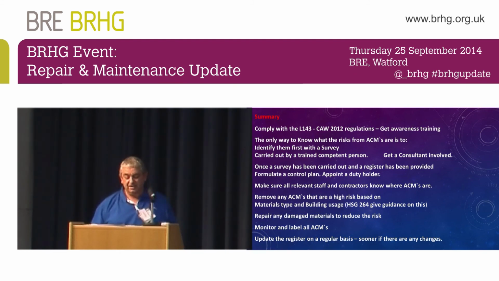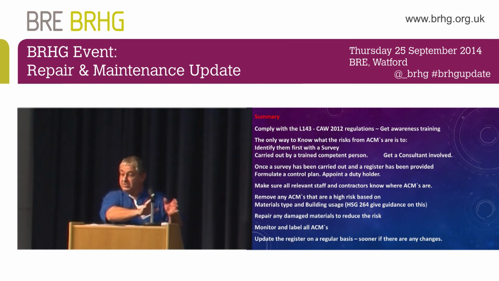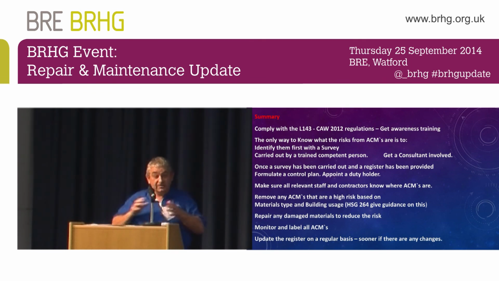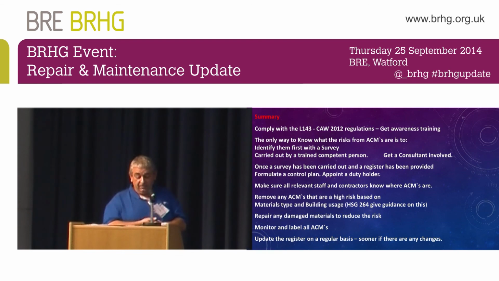Remove any asbestos-containing materials that are a high risk based on the materials type, which will be in your survey, so it will be anything from 2, low risk, up to and above 9, very high risk material. But you can still have a very high risk material if you're not using that area a lot. It's a low risk room, it's a low risk area, so you don't need to deal with it straight away. But if it's in use a lot, then your survey and your information will say it needs removing.